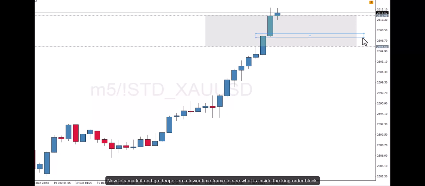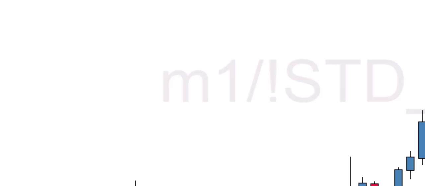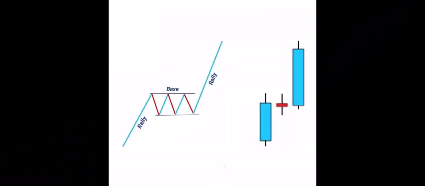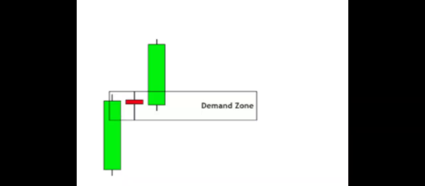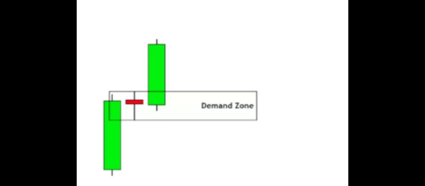Now let's mark it and go deeper on a lower time frame to see what is inside the King order block. And this is what we find. This is a rally base rally. And whenever there is a rally base rally, we get this pattern. And this is a demand zone. And if you look closely, you will see it's also an order block.